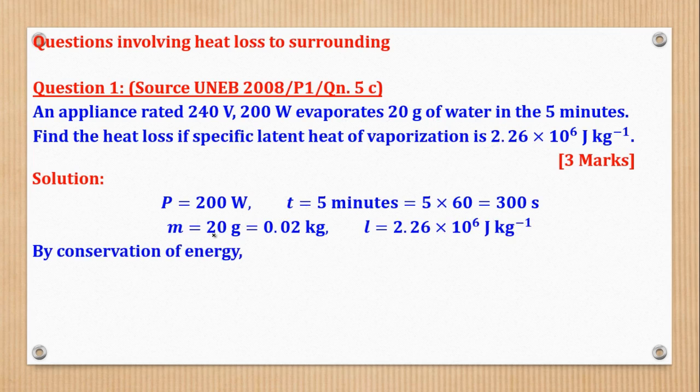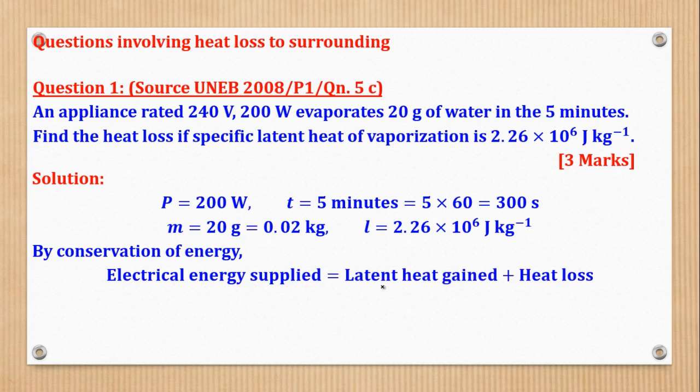So by conservation of energy, we know that electrical energy supplied is equal to latent heat gained plus heat loss. I think you remember in the previous calculations we've been doing, where heat loss to the surrounding has been assumed to be negligible, we have not been adding this component. But now, when heat loss to the surrounding is significant, you must add on the heat loss.